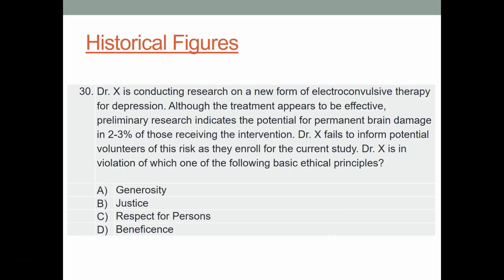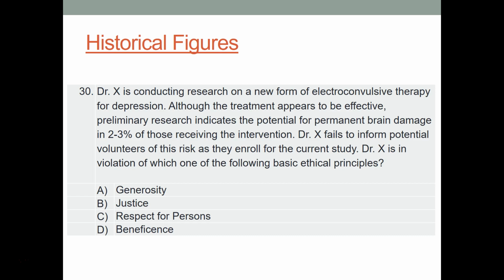And our last question, okay, Dr. X is conducting research on a new form of electroconvulsive therapy for depression. Although the treatment appears to be effective, preliminary research indicates the potential for permanent brain damage in 2 to 3% of those individuals receiving the intervention. Dr. X fails to inform potential volunteers of this risk as they enroll for the current study. Dr. X is in violation of which of the following ethical principles?